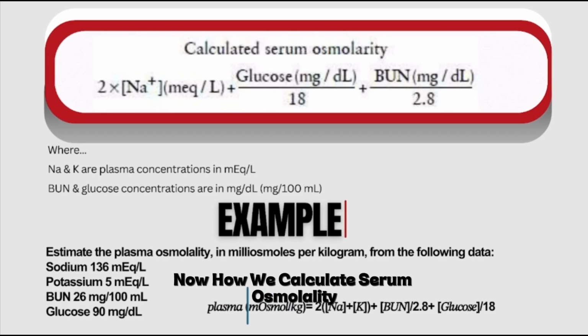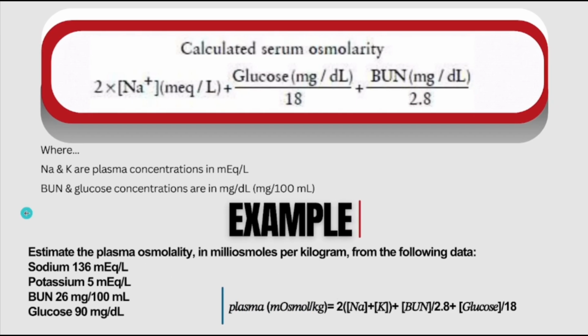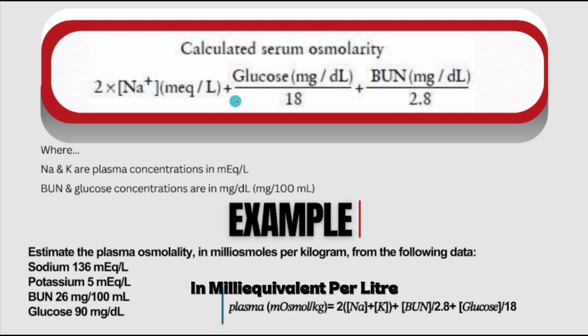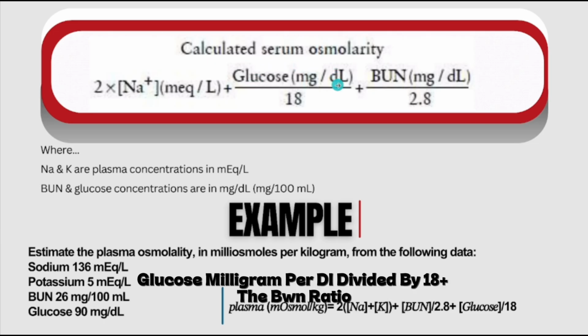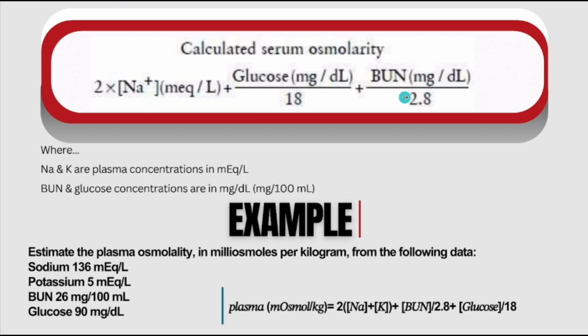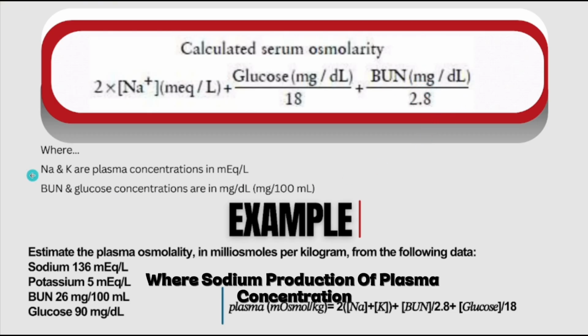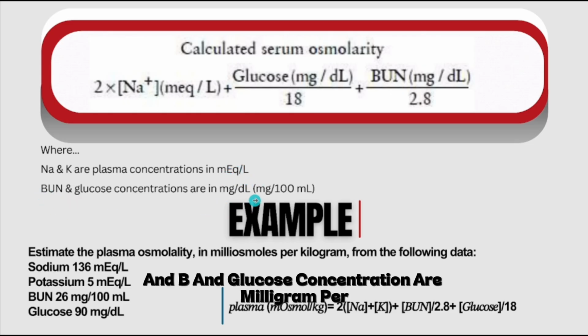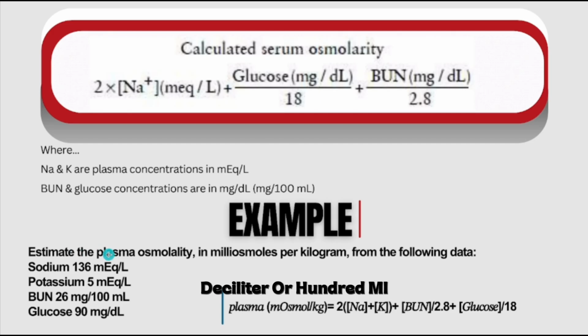Now how do we calculate serum osmolarity? The serum osmolarity depends upon the concentration of sodium ion in milliequivalent per liter, glucose in milligram per dL divided by 18, plus the BUN divided by 2.8, where sodium and potassium are plasma concentrations in milliequivalent, and BUN and glucose concentrations are in milligram per deciliter or 100 ml.